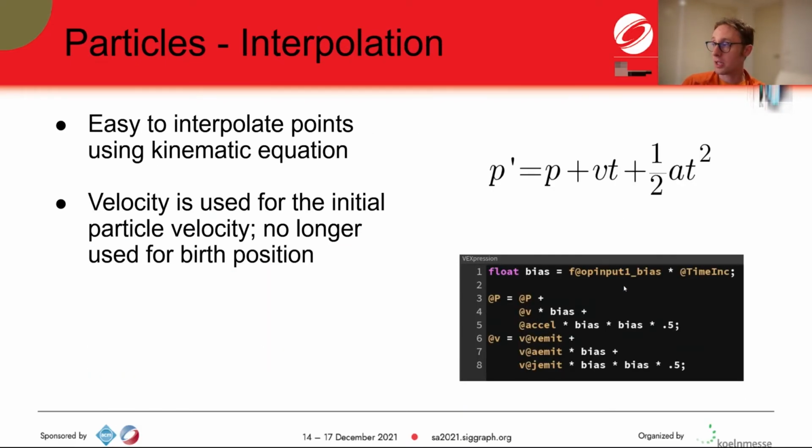So the interpolation node itself, this is the equation that we use for that. And this is the standard kinematic equation that we were looking at before. And so T is just bias here. And you can see that the acceleration component here, it's T squared, bias squared.